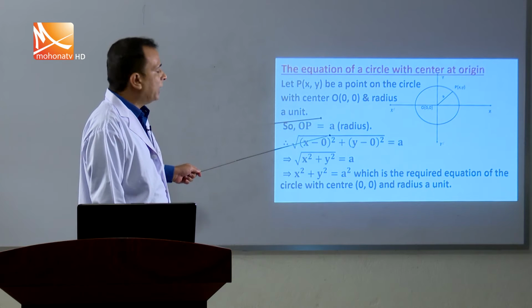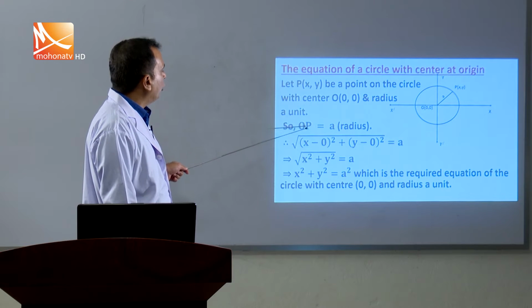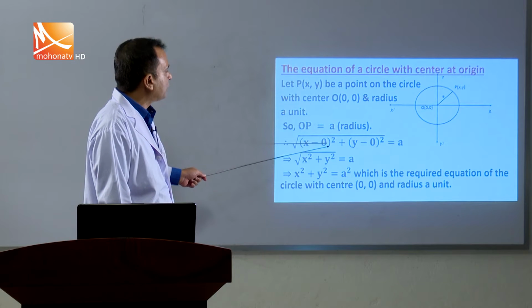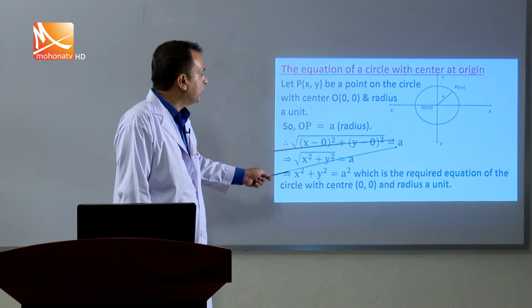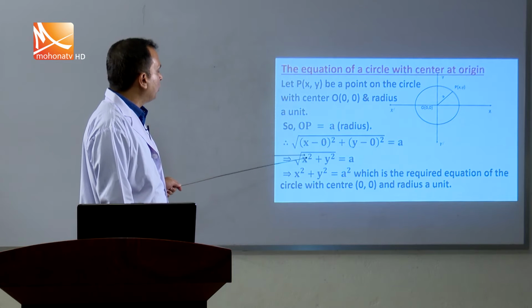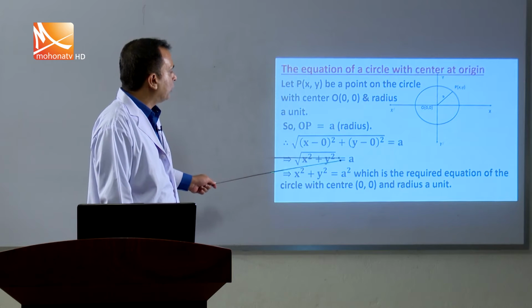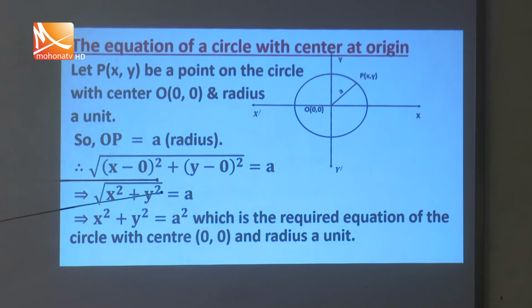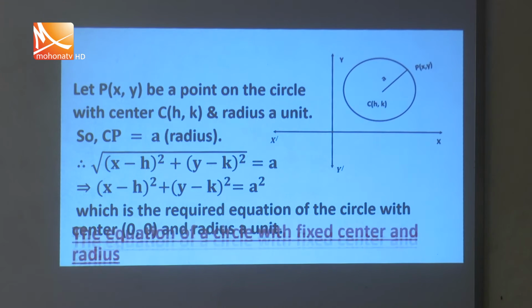By the distance formula, you can find OP. The value of OP is square root of (x minus 0) whole square plus (y minus 0) whole square equals a. So, it will be square root of x square plus y square equals a. By squaring both sides, we get x square plus y square equals a square, which is the required equation of the circle with center (0, 0) and radius a unit. Okay, dear student, now we are going to the next slide.